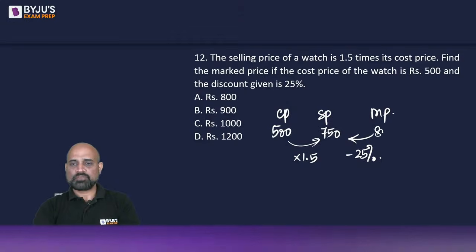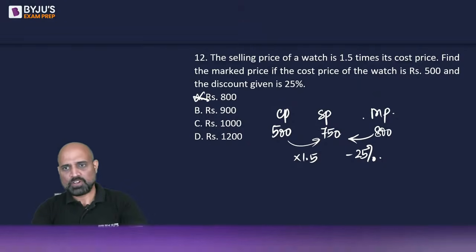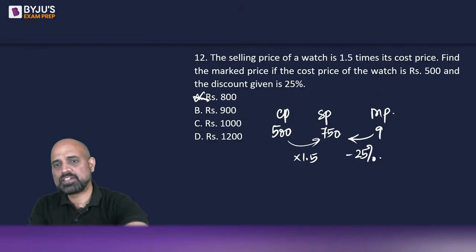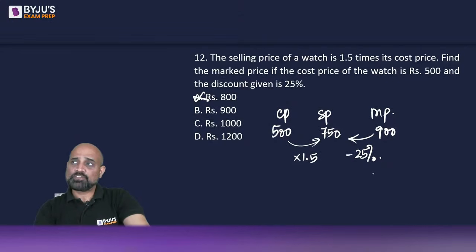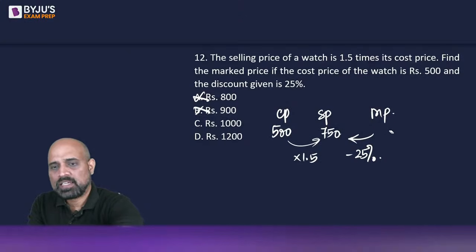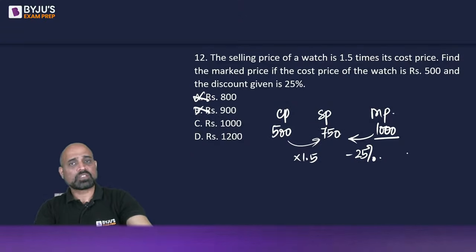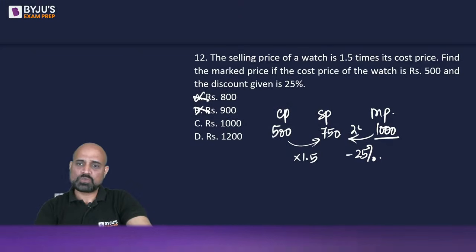From the options, if I take 800, 25% of it is 200. But the discount is not 200, there is a discount of only 50 rupees right now. So option A will not make sense. If I change this 800 to 900, 25% of 900, that is 1/4, is again 200 something, but here I see a discount of only 150. 900 minus 750, so this also won't work. Let's take the next option. 1000. 25% of 1000 is 250. 1000 minus 250 is 750. So 1000 will be the answer.